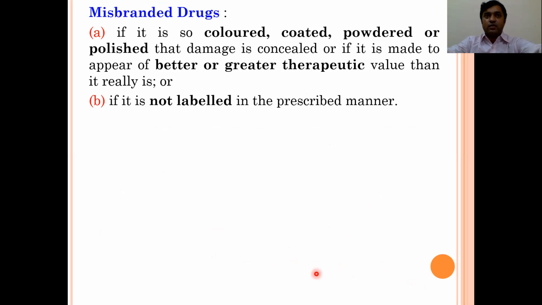What are misbranded drugs? A drug is misbranded if it is so colored, coated, powdered, or polished that damage is concealed, or if it is made to appear of better or greater therapeutic value. The word itself you can understand. A simple example is a branded t-shirt you are wearing; the same name is available in the local area, but it is not the original company's, though it looks the same. Also, it is misbranded if it is not labeled in the prescribed manner.